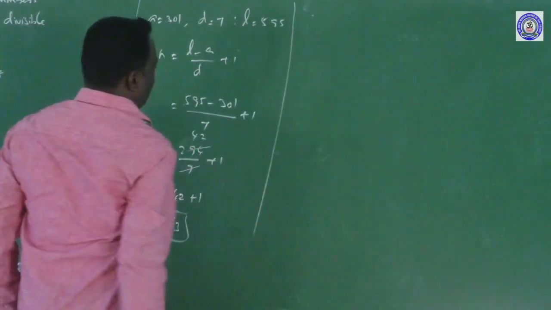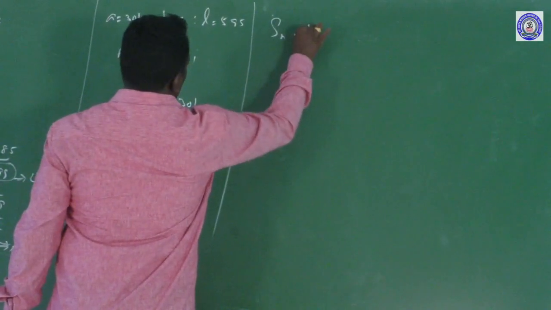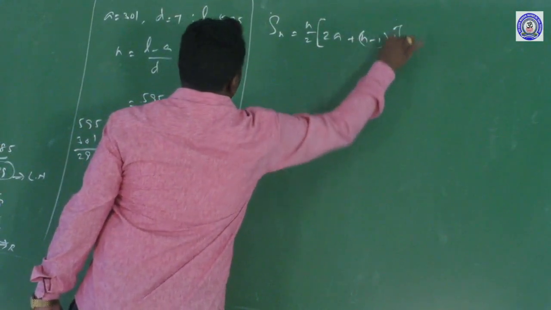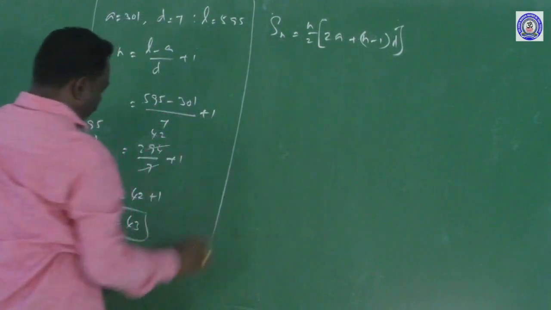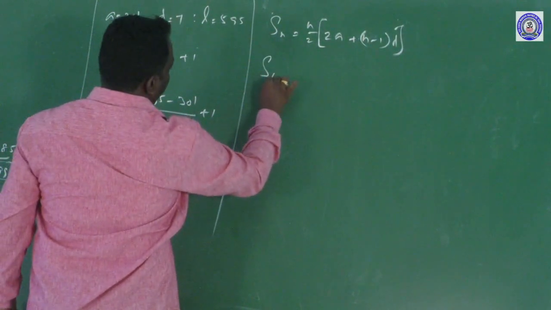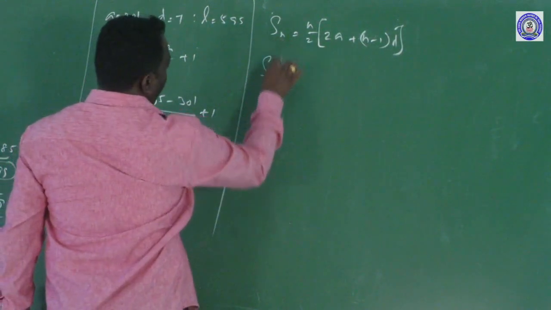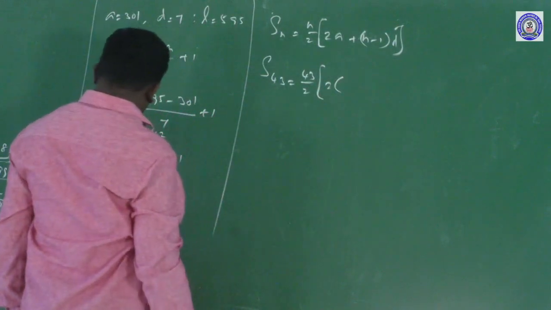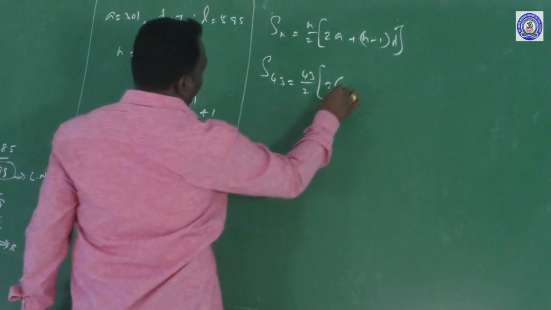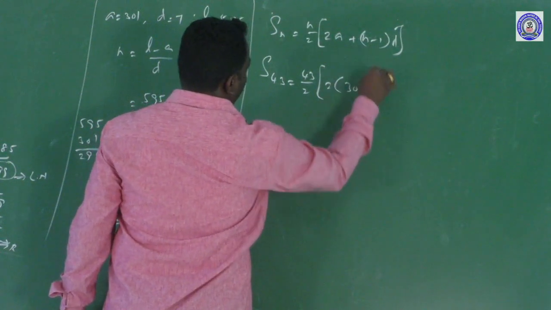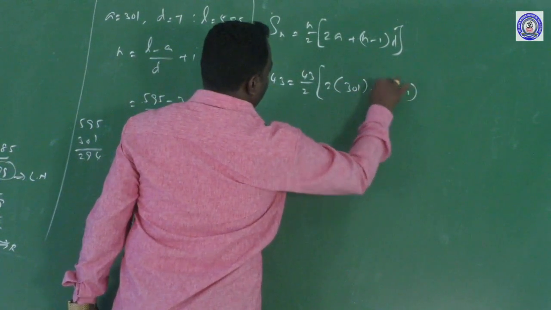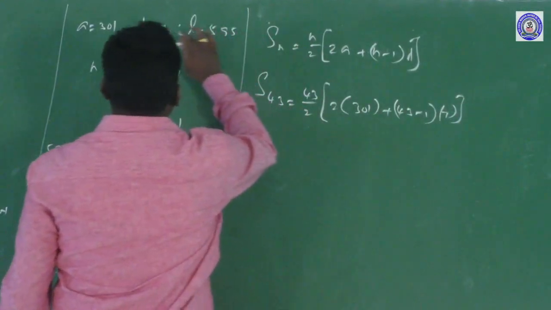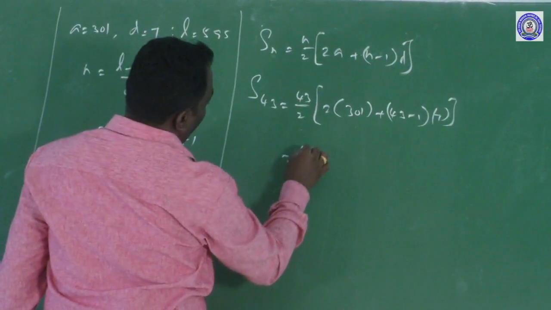So the sum of terms Sn equals n by 2 times the bracket 2a plus (n minus 1) times d. That is the sum formula. How many terms? Totally 43, so S43 with n equal to 43. Therefore 43 by 2 times the bracket 2 times a, where a equals 301, plus (n minus 1), that is 43 minus 1, and the common difference equal to 7. Just simplify and find the value.